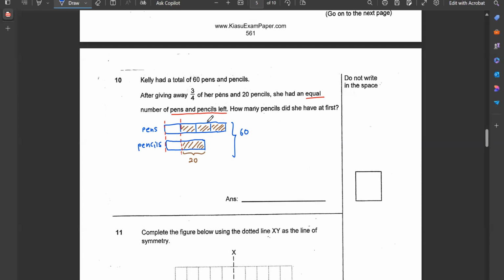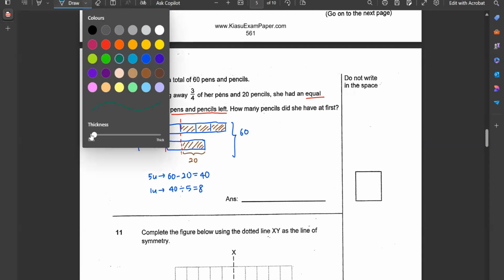So there's 1, 2, 3, 4, 5 units to solve. We're going to solve for 5 units. To find 5 units, you should use your 60 minus away the 20. You don't want the 20 because you only want the 5 units. Now work out 1 unit. 1 unit is just 40 divided by 5. So every unit is 8 items. It means this will be an 8 that I just found out.